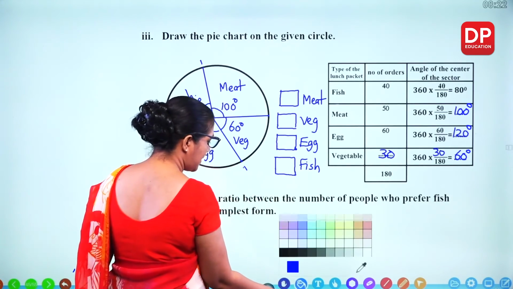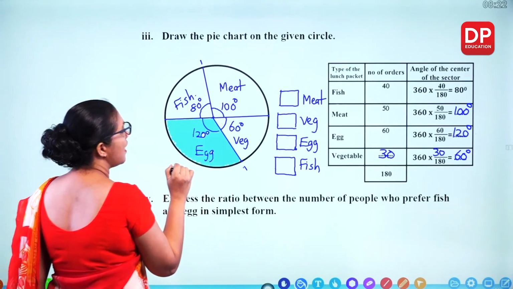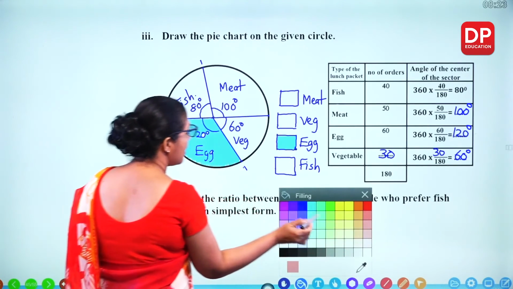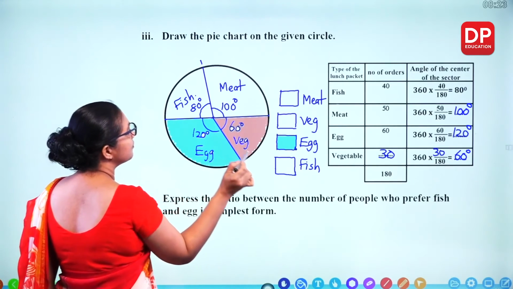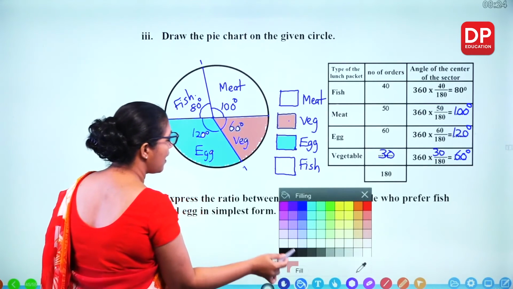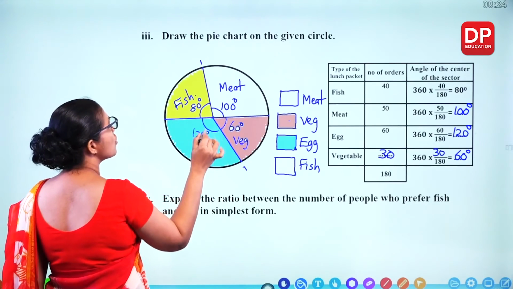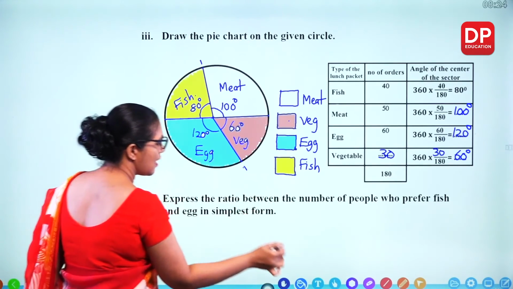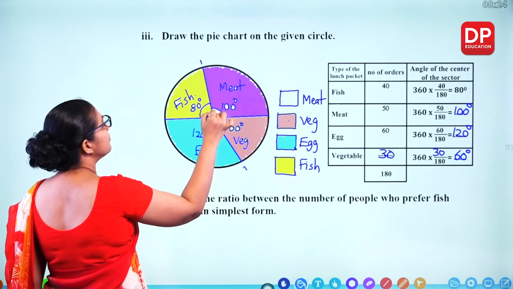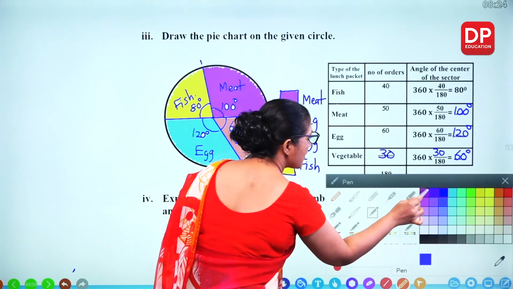Now we'll color this with different colors. I'll take egg, this color. So this is egg. And vegetables, this color. And you can put another color. I'll put yellow for fish. Fish, this color. And meat, what's the color? Pink. So this is the completed pie chart.